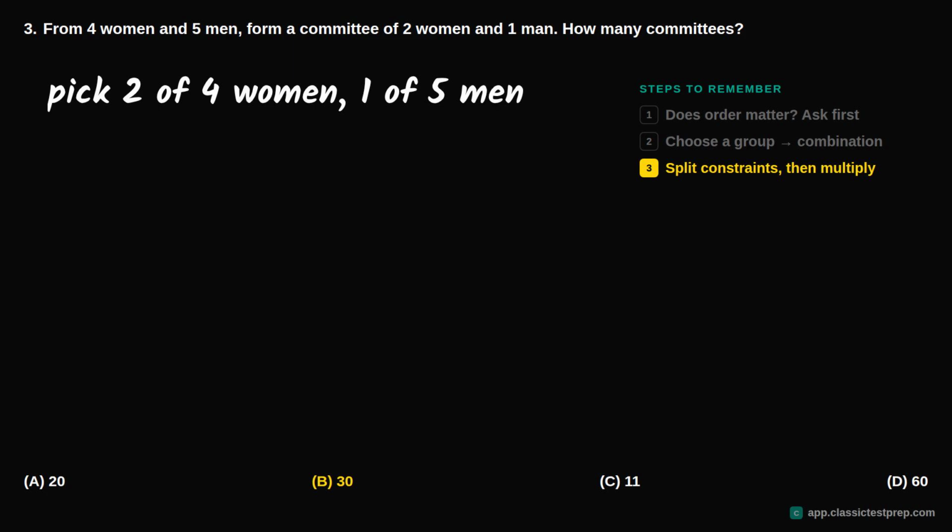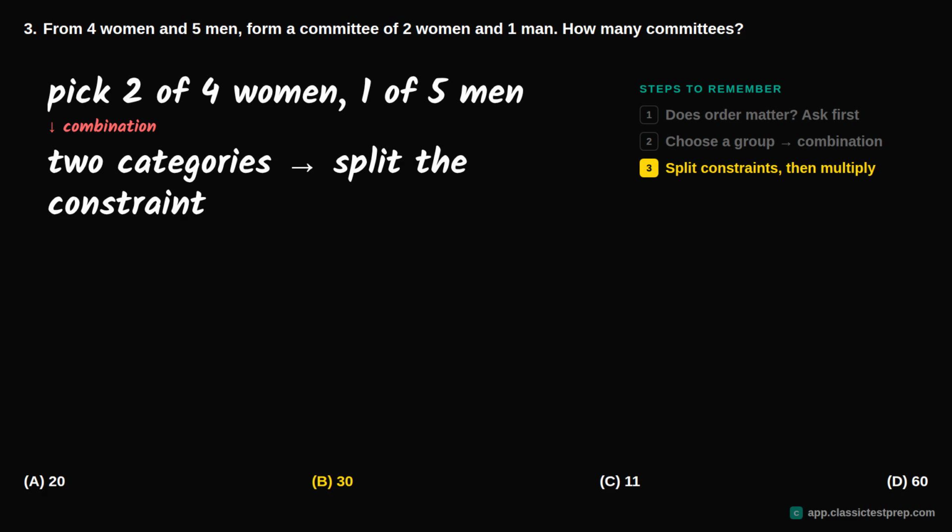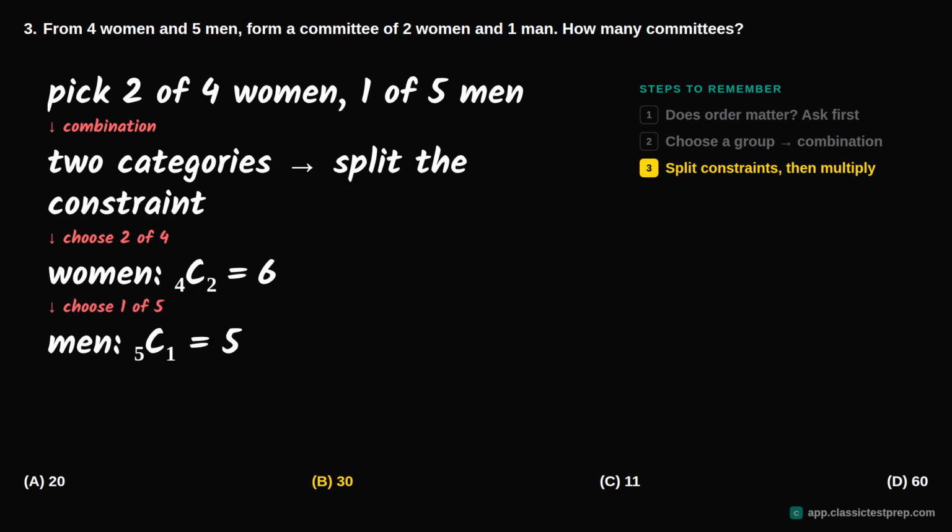All right, question 3. From 4 women and 5 men, form a committee of exactly 2 women and 1 man. It's still a committee, so order does not matter. So we're working with combinations here, but there are 2 categories, so it's a little bit weirder than the last example. Choose 2 of the 4 women. So that's 4 times 3, because there are 2 spots. But then we have to divide by 2 factorial. So we have 4 times 3 over 2 times 1.